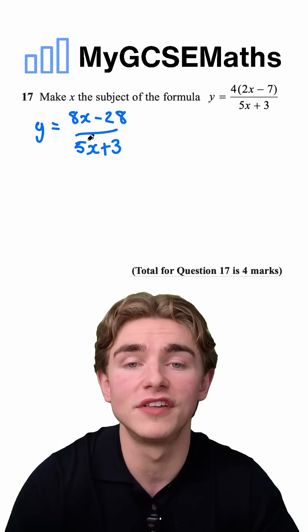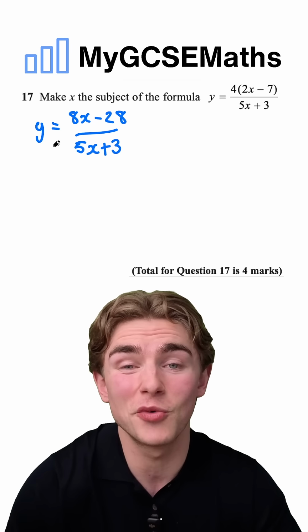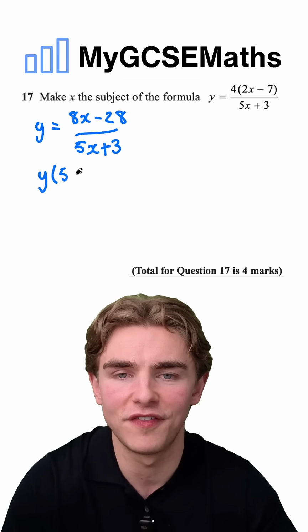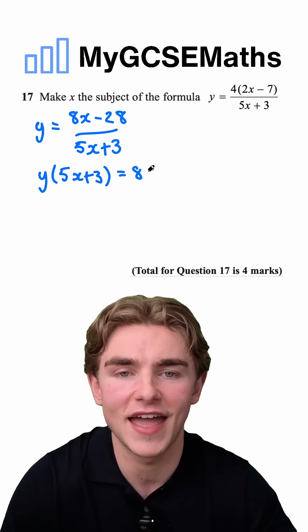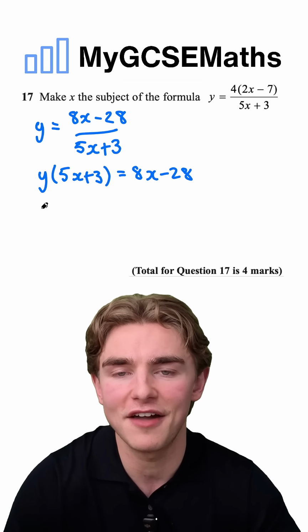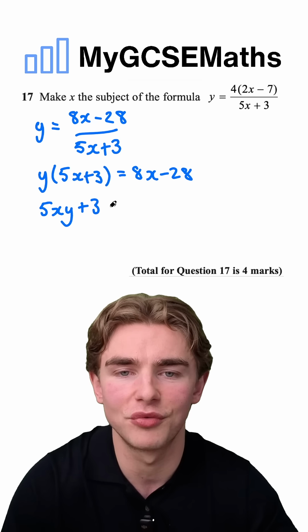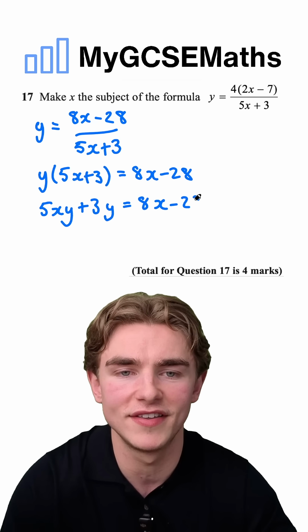Next step, we're going to move this 5x plus 3 over to the left-hand side of our equation because we don't like having an x on the bottom of the fraction. So we have y times by 5x plus 3 is going to be equal to 8x minus 28. Next step, we're going to expand these brackets on the left. So we have 5xy plus 3y is equal to 8x minus 28.